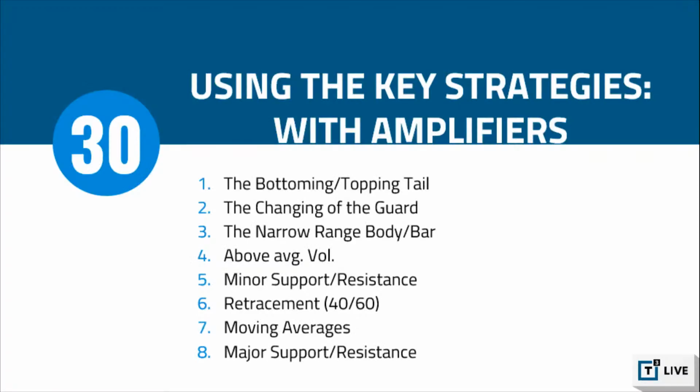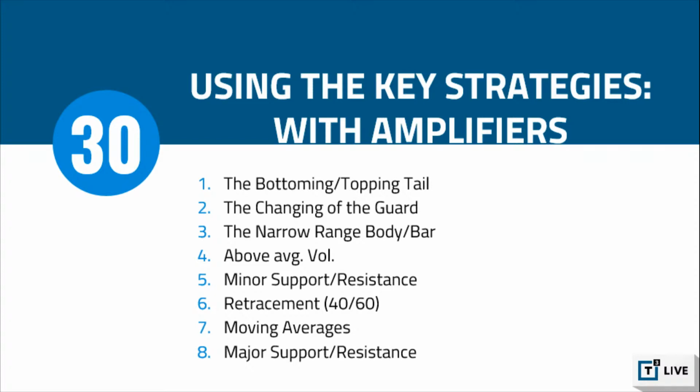With that out of the way, let's go ahead and get started. So we've been covering these amplifiers, things that make the setup even better, right? We covered all these, there's 10 of them, but we covered 8. The bottoming, topping tail, changing the guard, the narrow range bar or narrow body, above average volume, minor support, resistance, the retracement zone of 40 to 60%, moving averages, mainly the 20 MA. And a couple weeks ago, in the last lesson, we covered major support, major resistance.